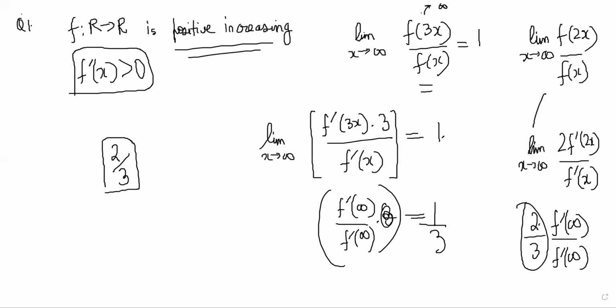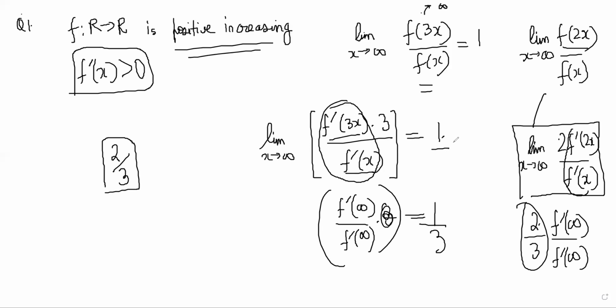So, sir, limit of f of 2x by f of x is 2 by 3. Because you differentiate it, it will be 2 f dash 2x by f of x, right? So when you put infinity, it becomes the ratio of f dash 2 infinity by f dash infinity. It is a similar ratio here also. That is equal to 1 by 3. No, this must have been 1 by 3 to be giving answer 1, right? So 1 by 3 here and 2 here.